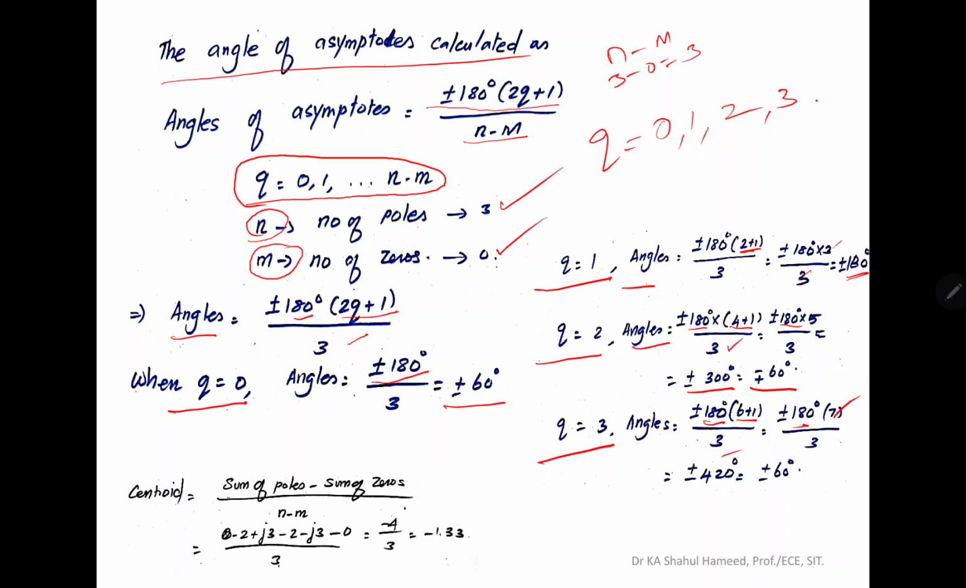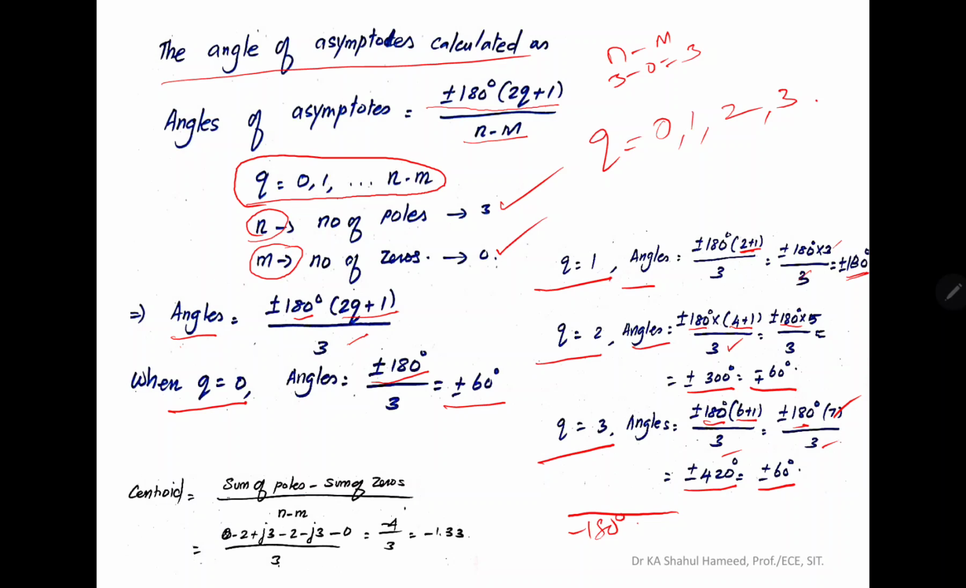6 plus 1 is 7 by 3, which is equal to plus or minus 420 degree, which is equal to plus or minus 60 degree. So when you're seeing this, we have three different angles, that is plus or minus 180 degree, plus or minus 60 degree. Already we have identified one branch on negative real axis, that is plus minus 180 degree, and we have to find only two asymptotes, that is plus or minus 60 degree.